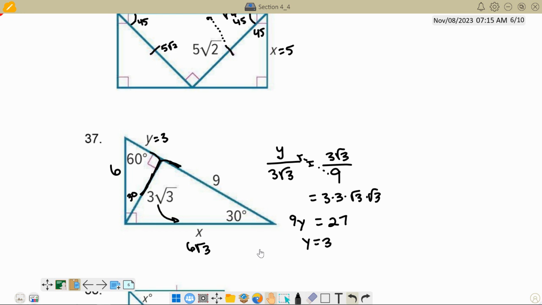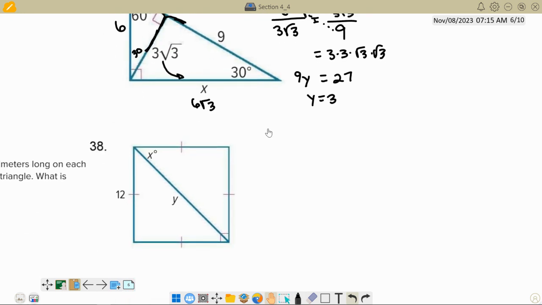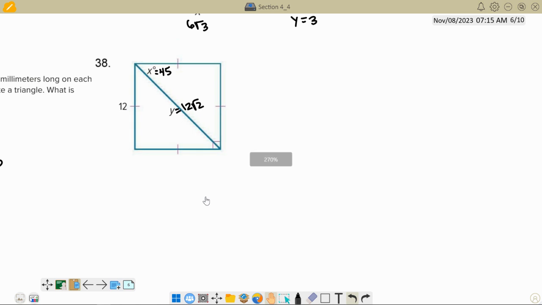All right. Anyways, number 38, we've got a 45, 45, 90 triangle. How do I know? Got a square, diagonal. So this is 45 degrees, right? They want y, so that's got to be square root of 2 times bigger than the leg, so 12 square root of 2. There's number 38. And I think that's it, isn't it?